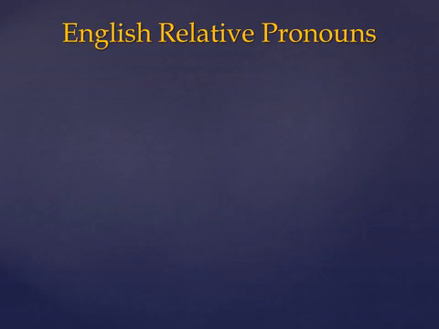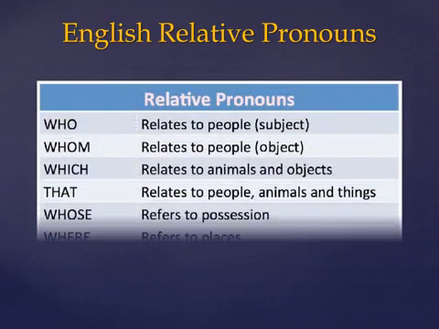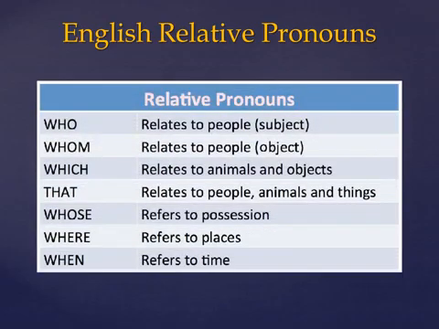Relative pronouns in English are words like who or whom, which, that, whose, where, or when. Now these should look familiar as we've seen them before. The words beginning wh we've seen used as interrogative pronouns and that as a demonstrative pronoun. But in English, these words can also be used in other ways. And today we're going to look at how they're used in relative clauses.